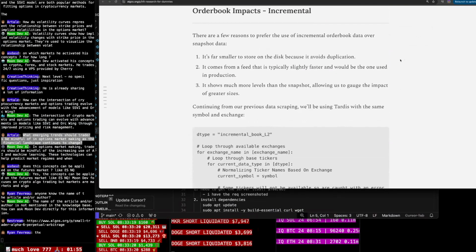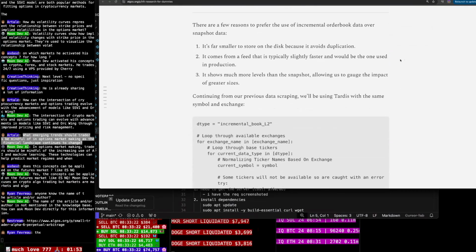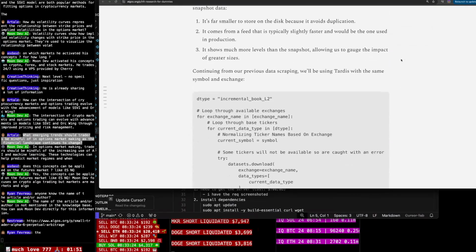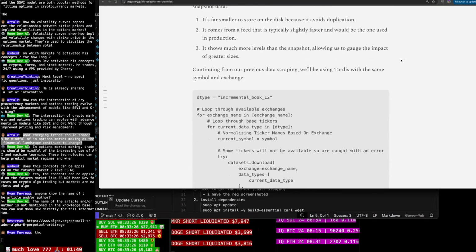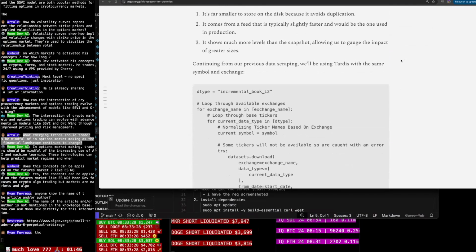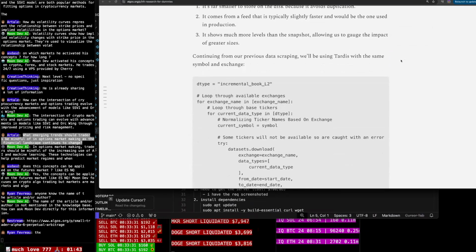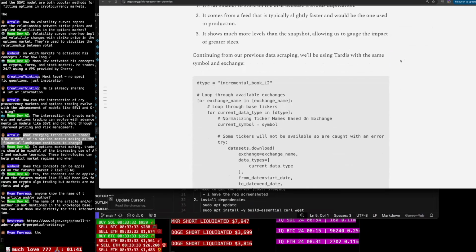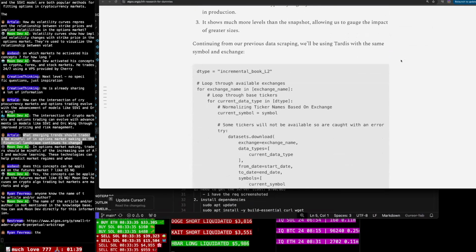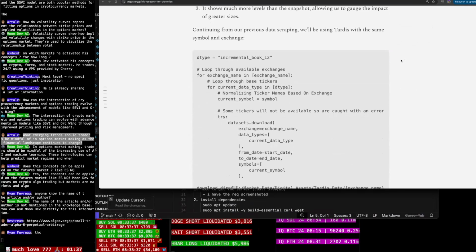There are a few reasons to prefer the use of incremental order book data over snapshot data. It's far smaller to store on the disk because it avoids duplication. It comes from the feed that is typically slightly faster and would be the one used in production. It shows much more levels than the snapshot data.